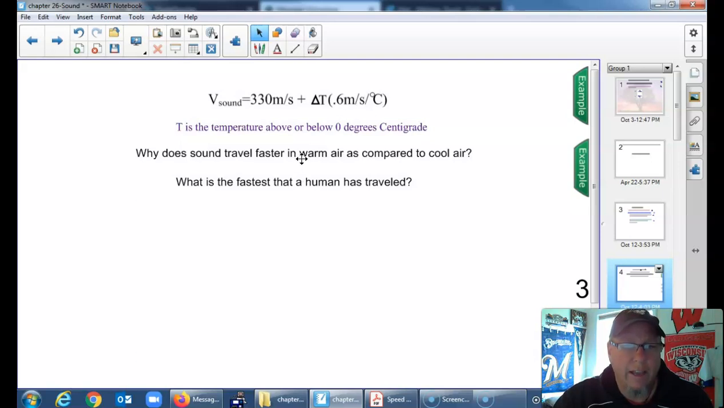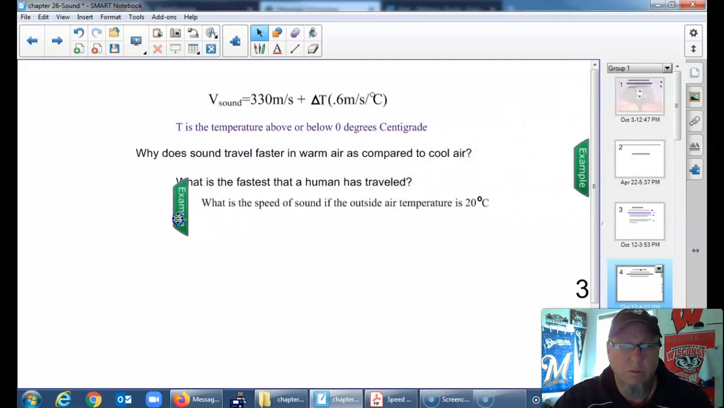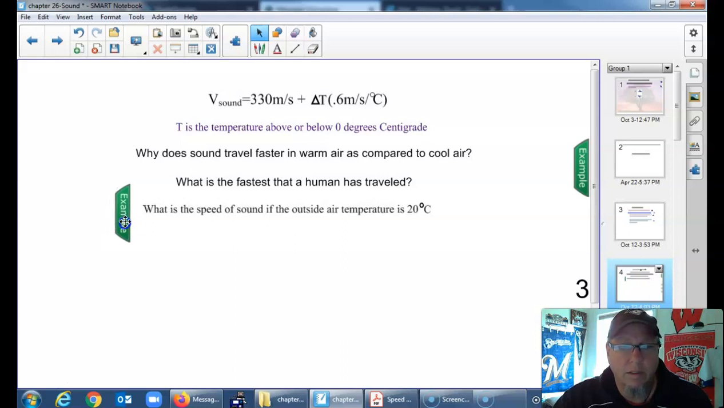So it travels faster if the air is warmer, and it travels slower if the air is colder. So here's an example problem using that formula. It says, what is the speed of sound if the air is 20 degrees? Well, I know what the speed of sound is. If it's 0, it's 330. But if the air is at 20 degrees, this is how that formula looks.